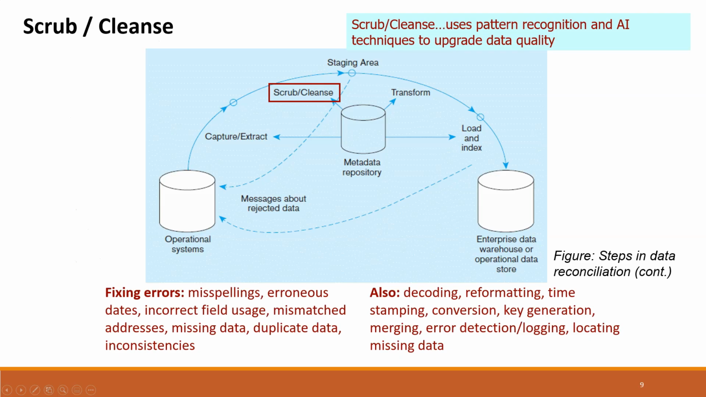All right. The next step is the scrub cleanse option, right? This can use different techniques, including pattern recognition and artificial intelligence, to upgrade the quality of our data, right? So this can help us fix errors, like misspellings, erroneous dates, incorrect fields, etc. Also, we can decode some of the data, convert it, add new calculations. Also, we can put some error correction or error detection in our process.